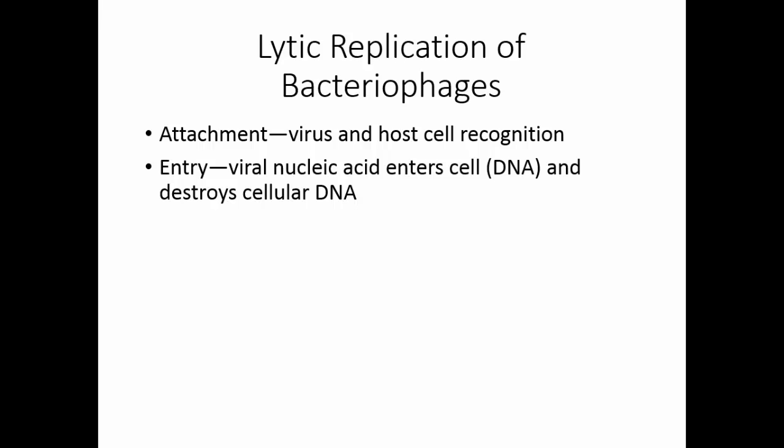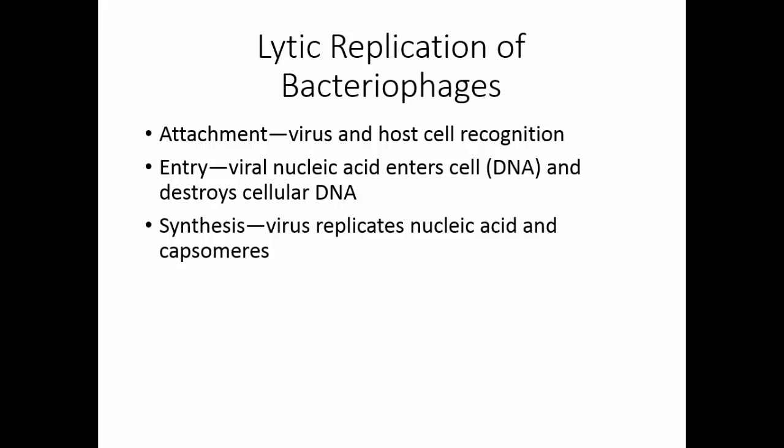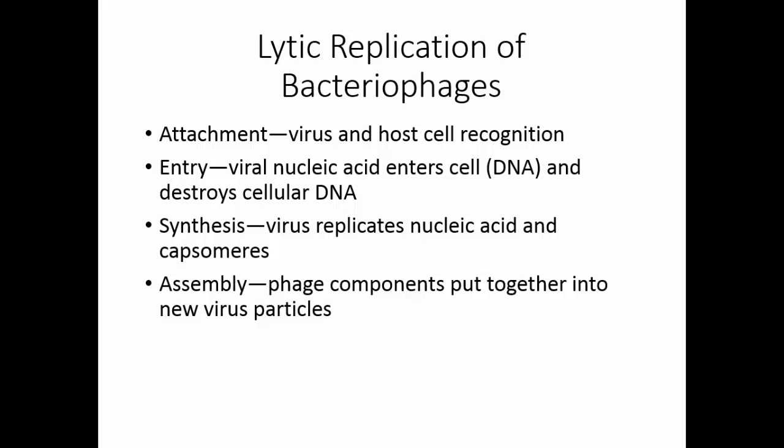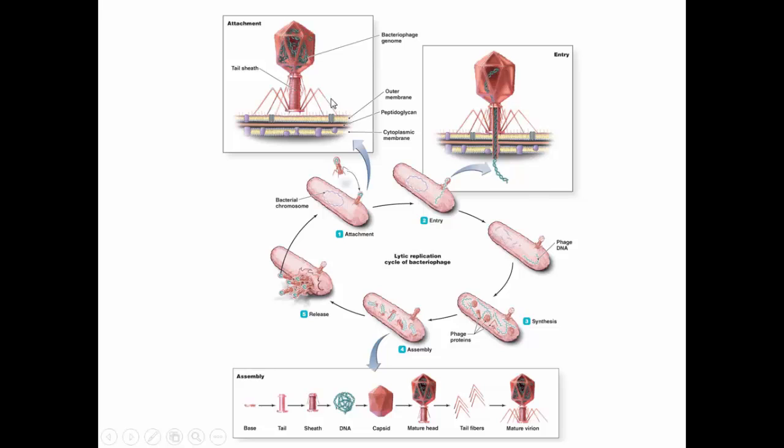There are enzymes with the virus that then destroy the cellular DNA, leaving the viral DNA as the only coding agent. The viral DNA causes the host cell to replicate the nucleic acid and the capsomeres for the virus. This is the synthesis stage. In the assembly stage, the phage components are put together into new virus particles, and then the virus is released. The virus leaves the cell, and because this is a lytic phage, it's going to leave the cell by lysing the cell. You can see that the bacteriophage is a complex virus.